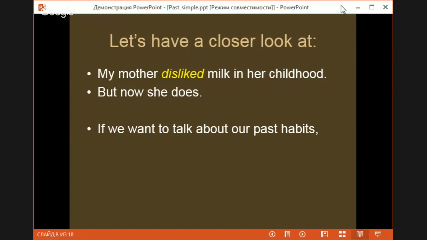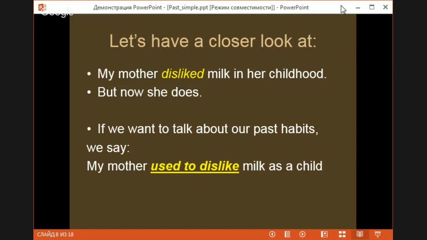So if we want to talk about our past habits or some regular activities or states, preferences in the past, we can use past simple as well, right? But we can also say it in a different way. We can say my mother used to dislike milk as a child or in her childhood. And let's have a closer look at this structure, used to.